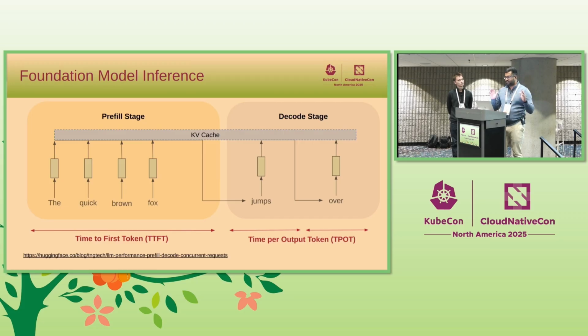This entire process is hugely accelerated by the usage of a KV cache that stores results from previous computations for the next token generation step. The two key metrics that we would use to measure the efficiency of this process would be the time to first token and the time per output token. These are the two latency metrics that we'll try to optimize in the next few slides.